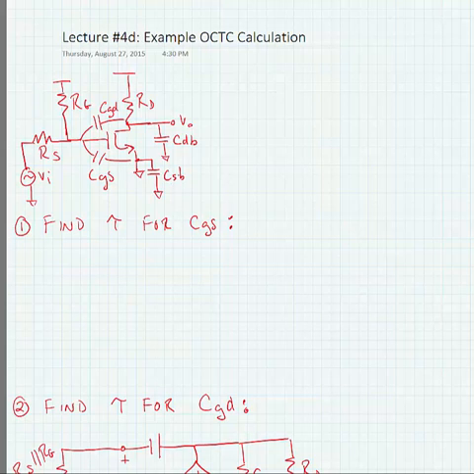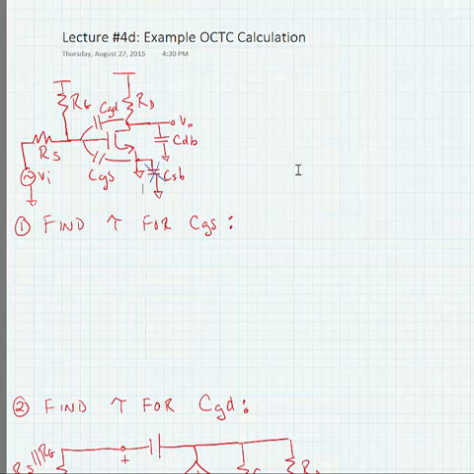Now, I can see immediately that CSB is shorted on both sides because the bulk in a common source amplifier is typically shorted to ground, and in this case the source is also shorted to ground. So we can ignore CSB since we don't have to worry about charging and discharging that capacitor. Both ends are tied to the same potential.